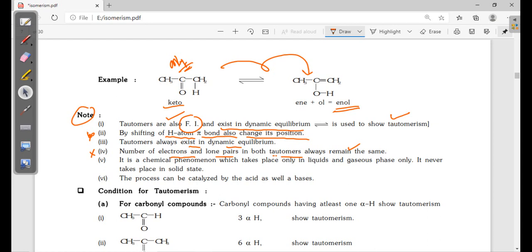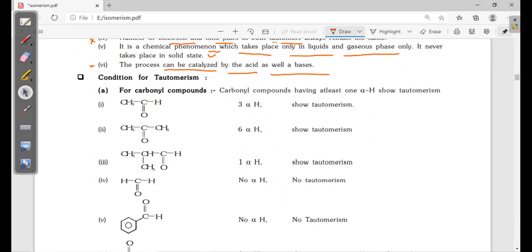It is a chemical phenomenon which takes place only in the liquid and gas phases. It never takes place in the solid state because a solid is very rigid, so the hydrogen cannot migrate. Next, sixth, the process can be catalyzed by an acid as well as a base. Right, now the condition for tautomerism.